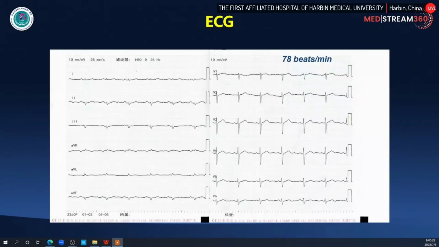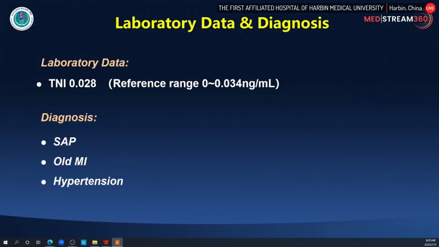Next one, please. This is the ECG for this patient on admission to the hospital. We can see that this is a standard rhythm, and in the inferior leads, lead 2, 3 and AVF, we can see the QS form, which indicated inferior wall damage. However, we need to check the location of the old myocardial infarction. Next one, please. This is the laboratory data. We can see that troponin I is within the normal range. So our diagnosis for this patient is stable angina pectoris, old myocardial infarction, and hypertension. Okay, this is all for the general information of the patient.